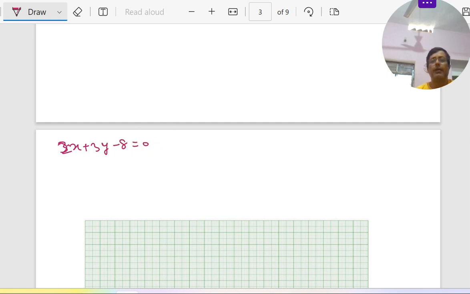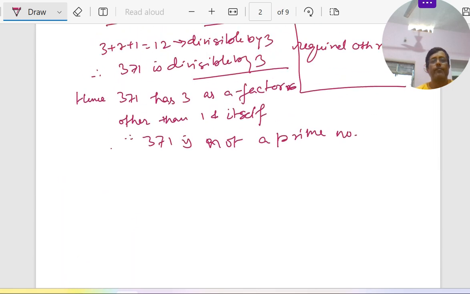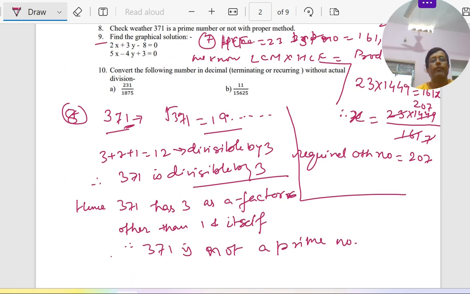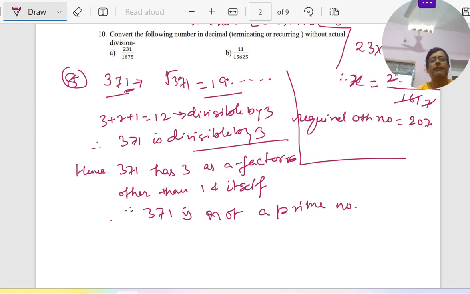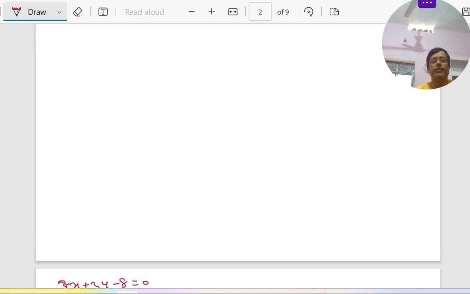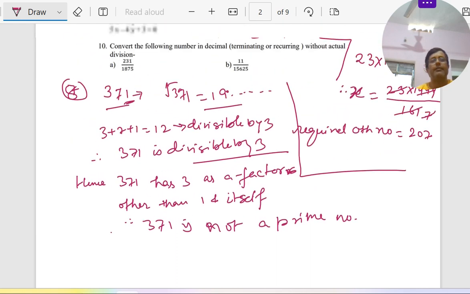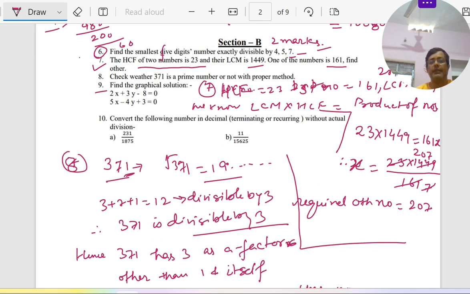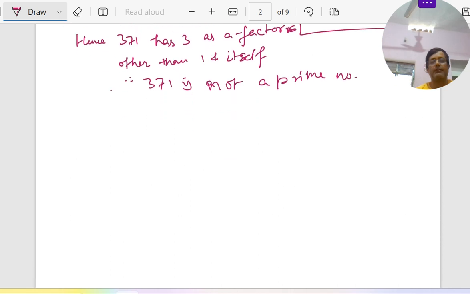One equation. Another equation is given: 5x minus 4y plus 3 is equal to 0. I just verify the question: 2x plus 3y minus 8, 5x minus 4y plus 3. These two equations are given.